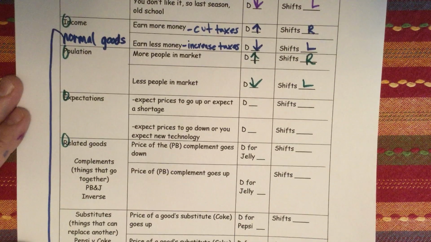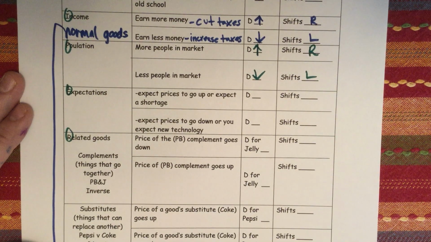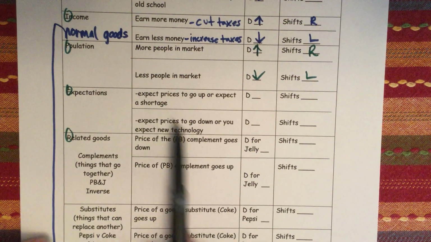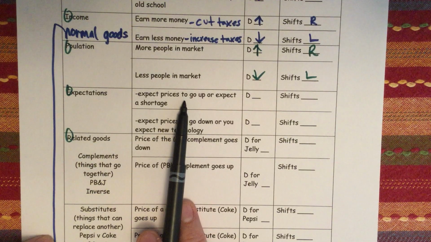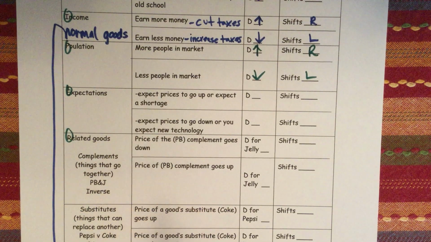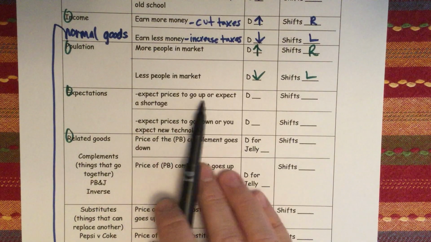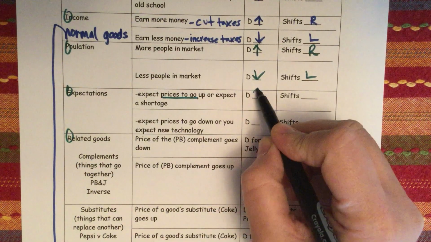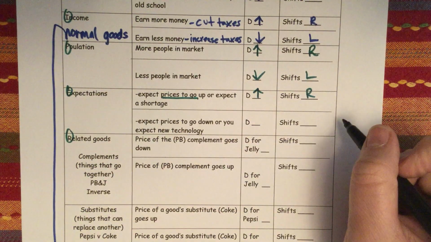Expectations have to do with things that have not yet occurred, but consumers are expecting them to happen in the future. So if you expect prices to go up, if I tell you tomorrow the price of gas is going to be $5 a gallon, what do you think people are going to go out and do right now? They're going to go out and fill up their cars, probably cause a gas shortage like they did a few years ago. So if you expect prices to go up in the future, you're going to go out and buy right now. So the demand is going to go up and it's going to shift to the right.